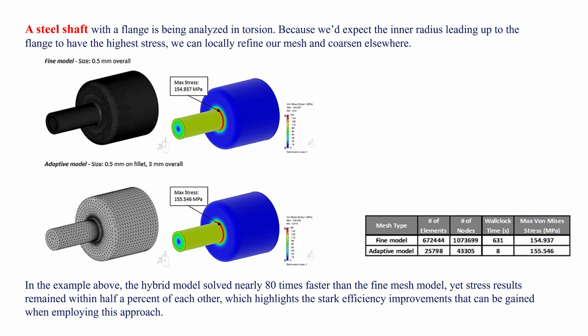The result variations you could see are not much. It is 154.9, approximately 155, and the adaptive model is the same. When it comes to timing, you could see it is only 8 seconds, whereas there it is 631 seconds.